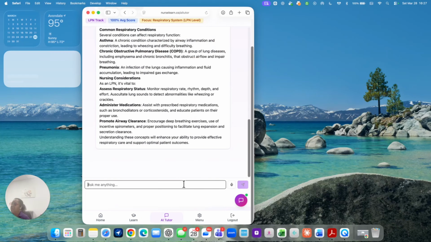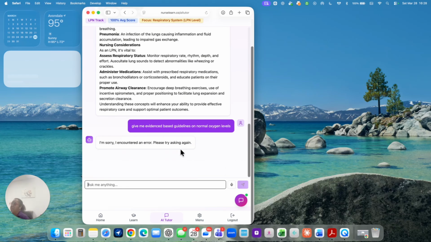But the point of it is for you to be able to ask it anything. It's AI, so you can ask it anything. You can say, give me evidence-based guidelines on normal oxygen levels. See what you think. You encountered an error. Huh, why?